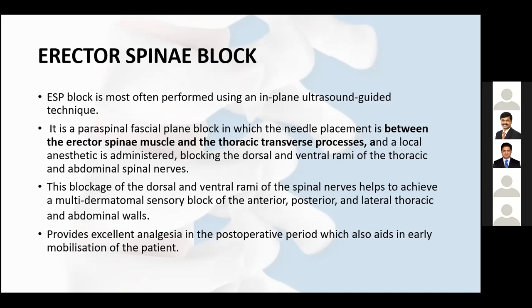The erector spinae block is most often performed using an in-plane ultrasound guided technique. It is a paraspinal fascial plane block in which the needle is placed between the erector spinae muscle and the thoracic transverse process, and a local anesthetic is administered, blocking the dorsal and the ventral rami of the thoracic and the abdominal spinal nerves. This blockage helps to achieve a multi-dermatomal sensory block to the anterior, posterior, and the lateral thoracic and abdominal walls.